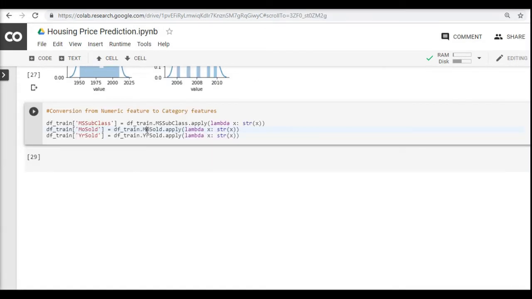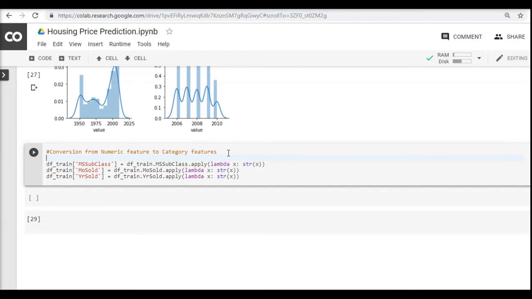Okay, so as a first step, we are going to take the MS subclass, the month sold and the year sold, and just convert them into strings. It's very simple, just by using the apply method we can do that. What we're basically doing is converting the numerical features into categorical features, because as we have seen in the above plots, these contain numerical values, but they should be treated as categorical data, not numerical data.